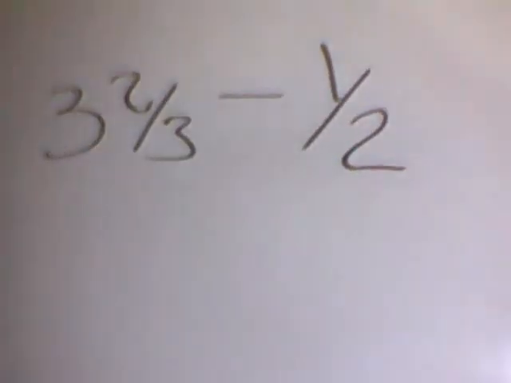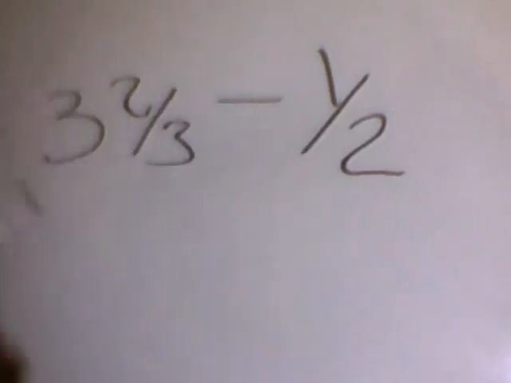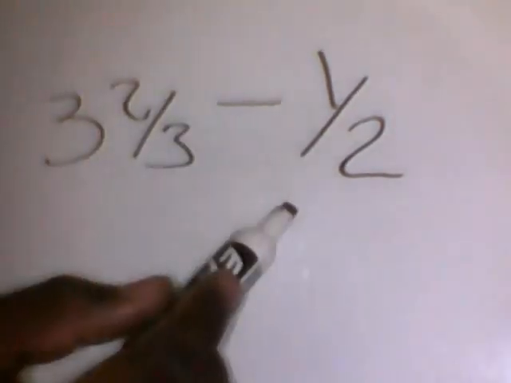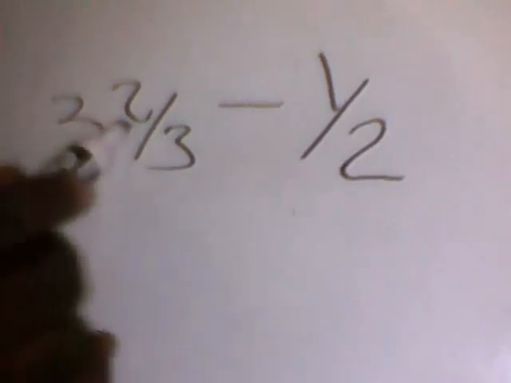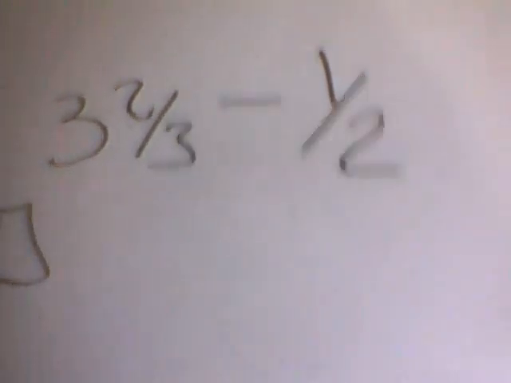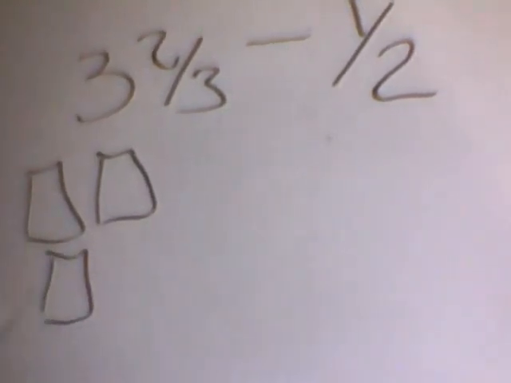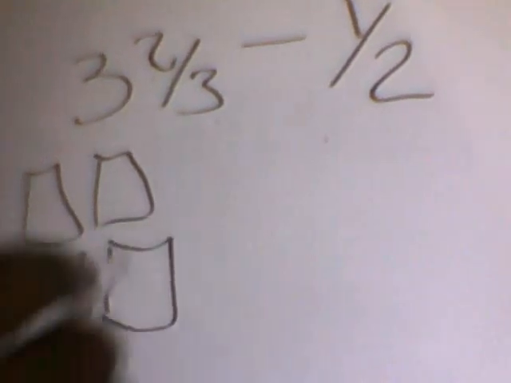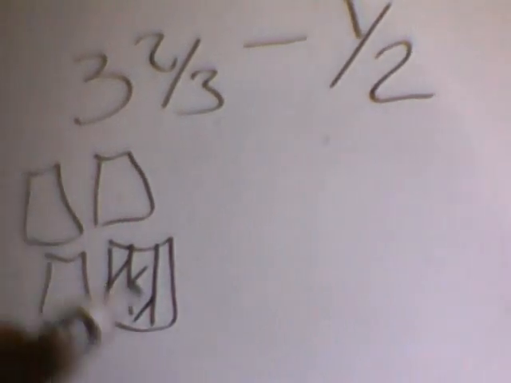Okay, now I'm going to show you how to subtract a half from 3 2/3. Now note that this is a mixed fraction and this is a vulgar fraction. Now 3 2/3 is simply saying that I have three different wholes and 2/3 of one. So I'll shade these two. So 1, 2, 3, and 2/3.